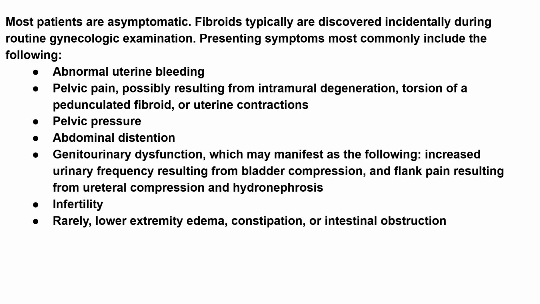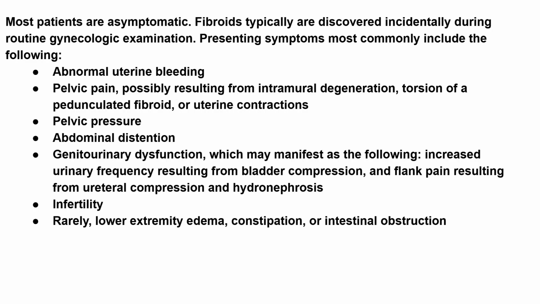Most of the time it's discovered during some other routine gynecological examination or ultrasonography. Presenting symptoms may be the following. The most common would be abnormal uterine bleeding. Either it could be excess bleeding during the cycles, or bleeding in between the cycles, or a prolonged duration of the cycles, or irregular episodic bleeding. Pelvic pain is mainly due to tissue degeneration or torsion, which may present as acute pain or spasmodic pain due to contraction of the uterus.